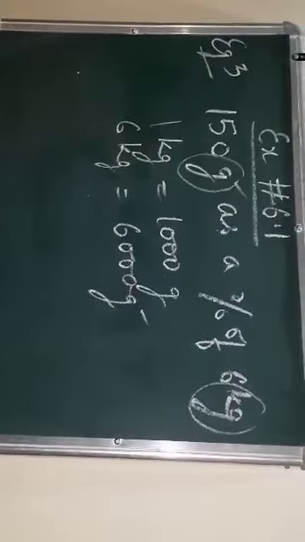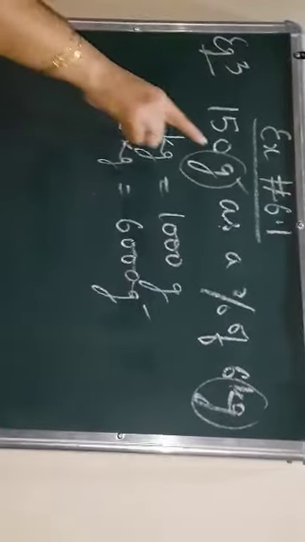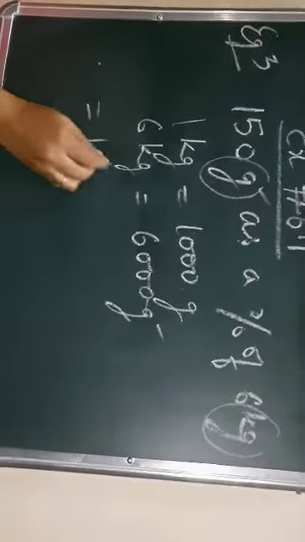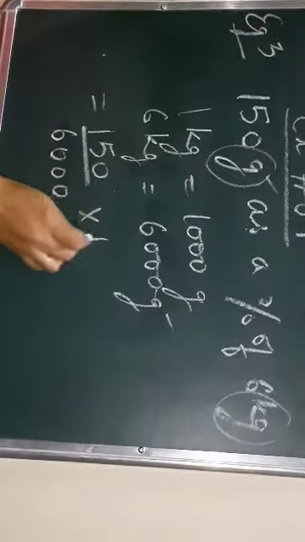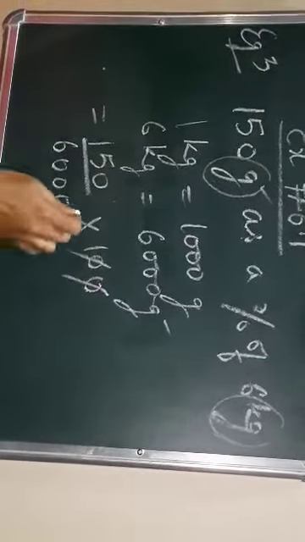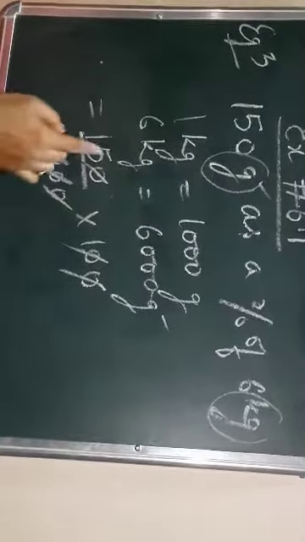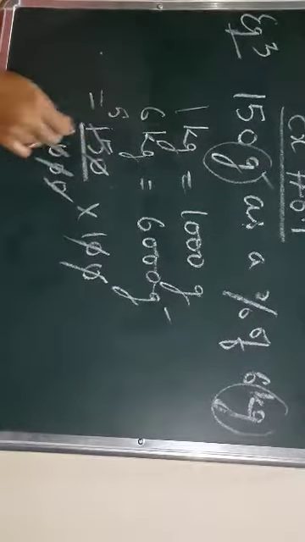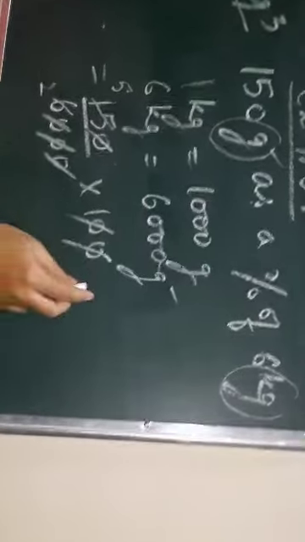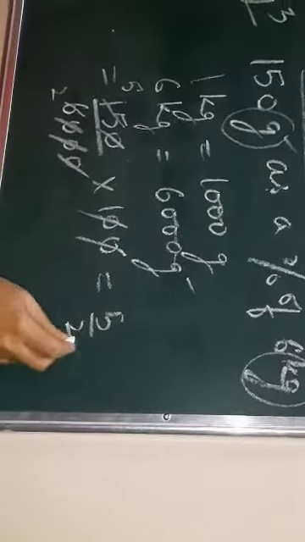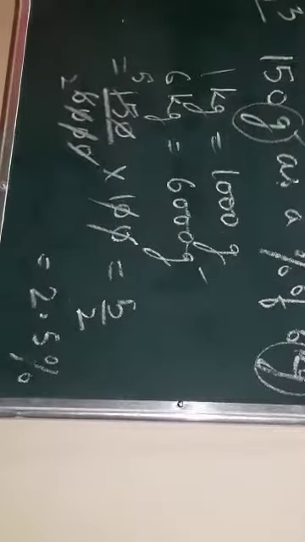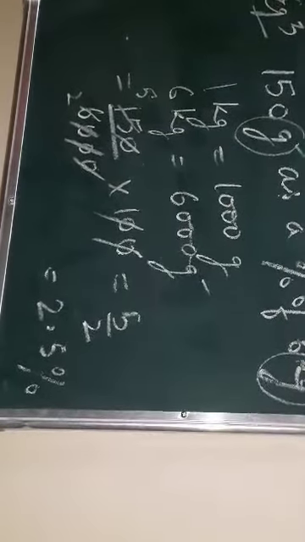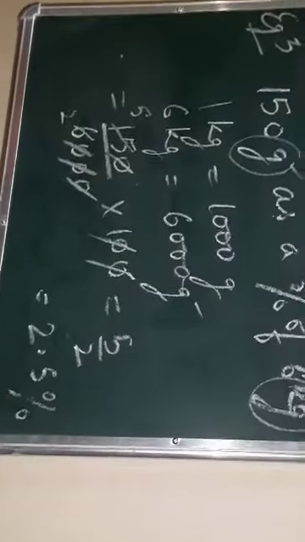So I told you, whenever you are expressing something as a percent, it is one quantity divided by the other quantity into 100. So how will you do it? 150 grams upon 6000 grams into 100. Just do the cuttings, cut zeros, and then 15 and 6 are left. 3 5s are 15, 3 2s are 6. 5 upon 2. What is 5 by 2? 2.5. So 2.5%. 150 grams is 2.5% of 6 kg.